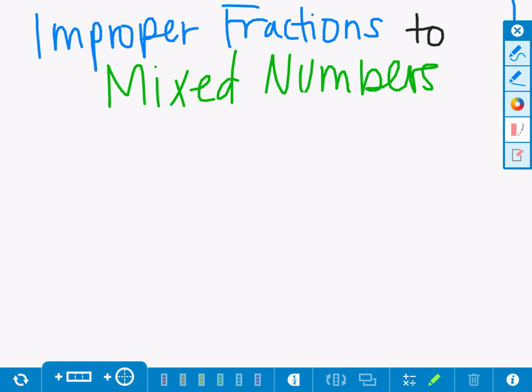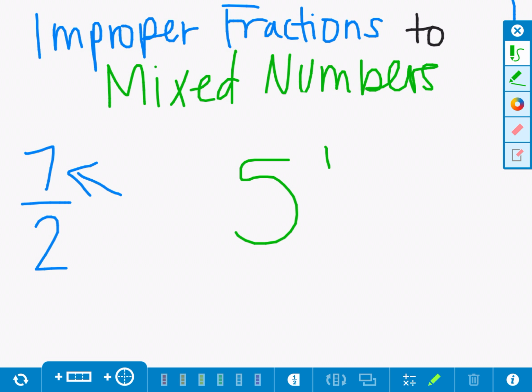Okay, so today we're going to be going over how to convert improper fractions to mixed numbers. To begin, an improper fraction is when your numerator is greater than your denominator. So 7 is greater than 2, so that makes it an improper fraction. A mixed number is when you have a whole number like 5 and a fraction as well. So 5 and 1/3 would be a mixed number.